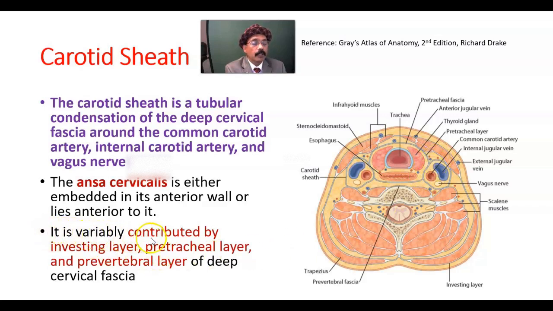It is variably contributed to by the investing layer and the pretracheal layer. This is the investing layer. This is the pretracheal layer of the cervical fascia, and this is the prevertebral layer of the deep cervical fascia. So they contribute to the formation of the carotid sheath. The contribution is variable from side to side.